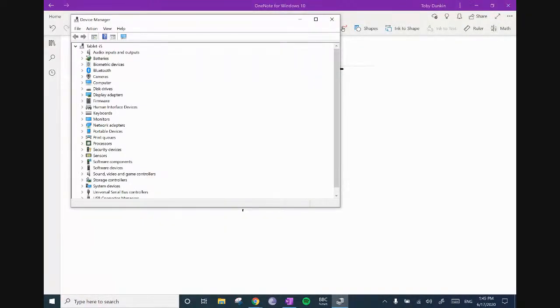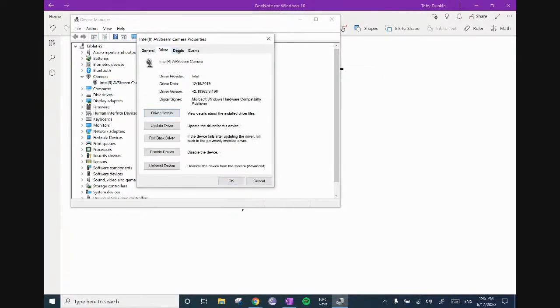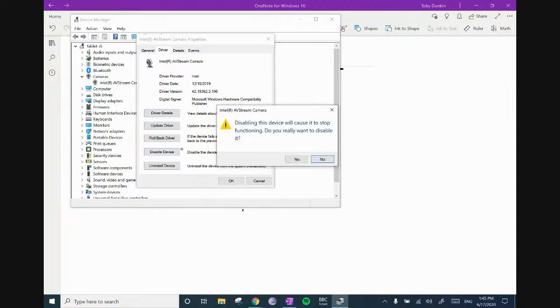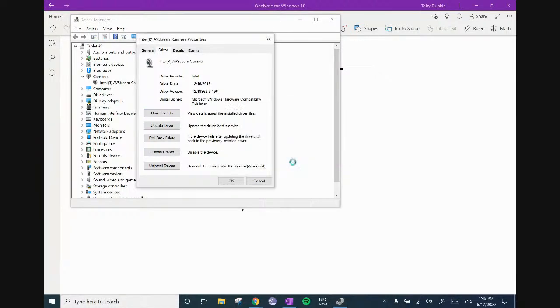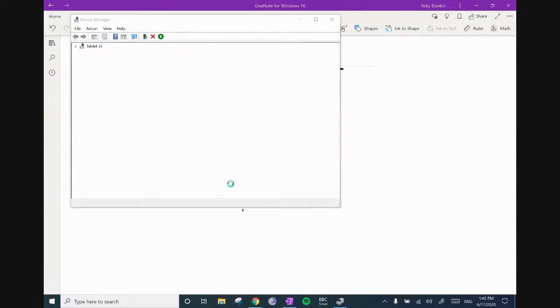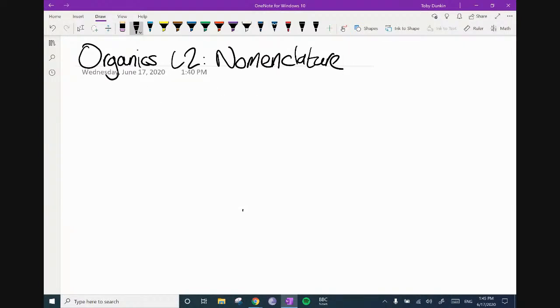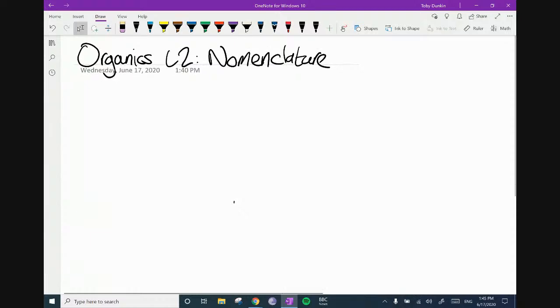Oh, there we go. If I just double click that camera there and then go disable device. Do you want to disable it? Yes. If I do that, it might just give me a little bit more performance. Let's see how we get on with that, because it's running in the background without even being needed.